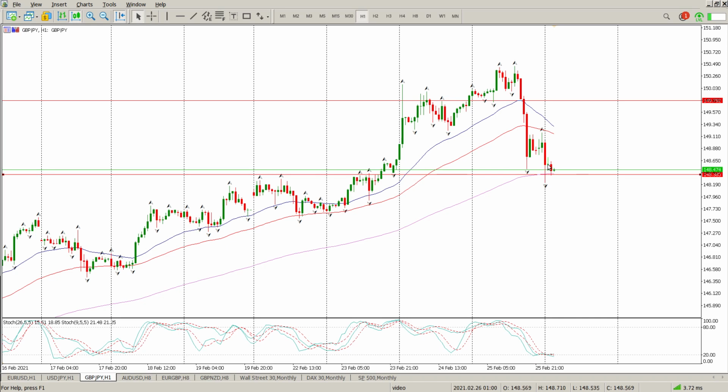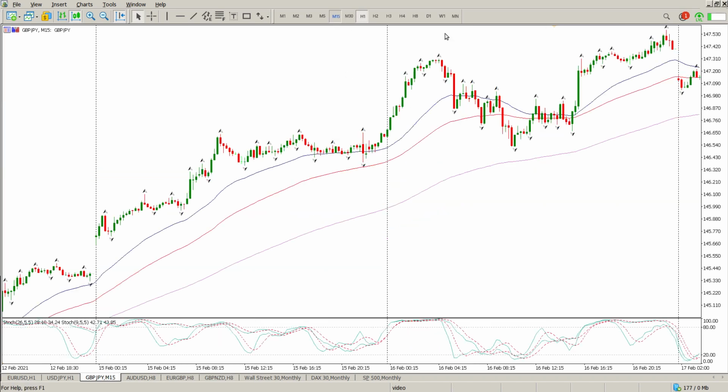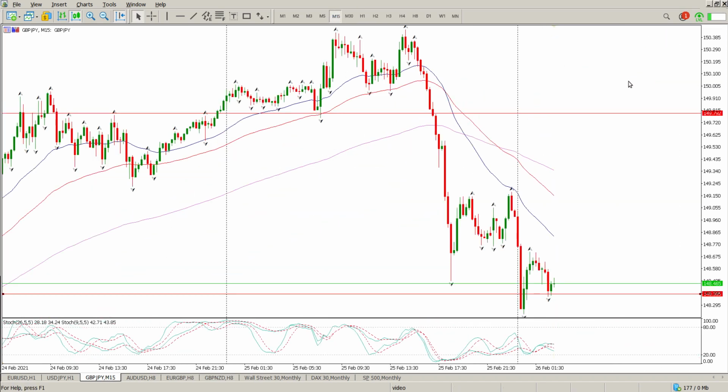But at the same time I am curious to see what's going to happen here. So if you look at the oscillators, no divergences to speak of, but we are oversold at the moment. So oversold in an uptrend on a 155 EMA. I'm watching this area with some pretty serious interest, to be honest.